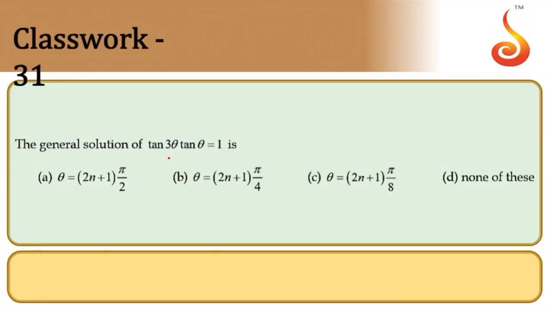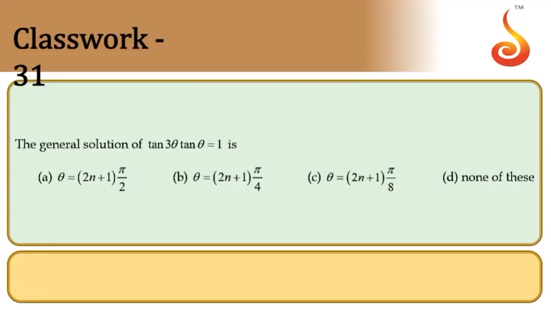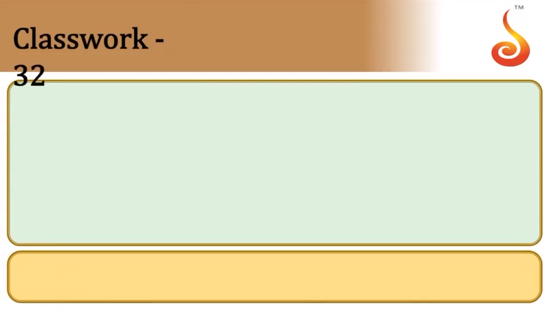So let's proceed. So to the first question, tan 3 theta and tan theta is equal to 1. If we write in terms of sine and cos, sine 3 theta multiplied by sine theta is equal to cos 3 theta multiplied by cos theta. So from here, cos A cos B minus sin A sin B, it is cos 4 theta is equal to 0, and therefore 4 theta should be odd multiples of pi by 2. So therefore theta must be equal to odd multiples of pi by 8 will be the solution for the problem. So answer is odd multiples of pi by 8.